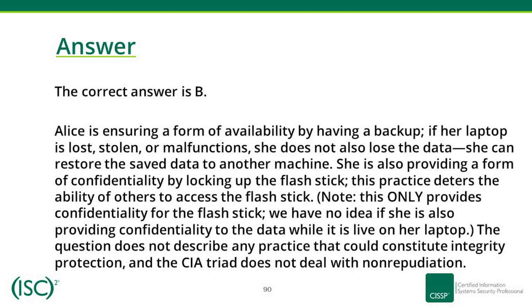Answer. The correct answer is B. Alice is ensuring a form of availability by having a backup. If her laptop is lost, stolen, or malfunctions, she does not also lose the data; she can restore the saved data to another machine. She is also providing a form of confidentiality by locking up the flash stick. This practice deters the ability of others to access the flash stick. Note, this only provides confidentiality for the flash stick.